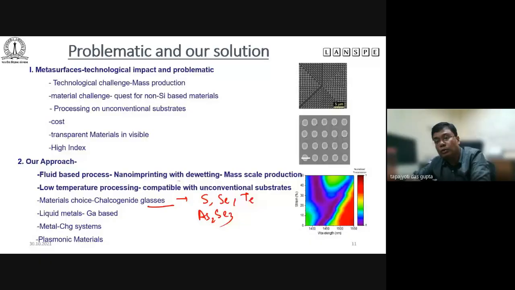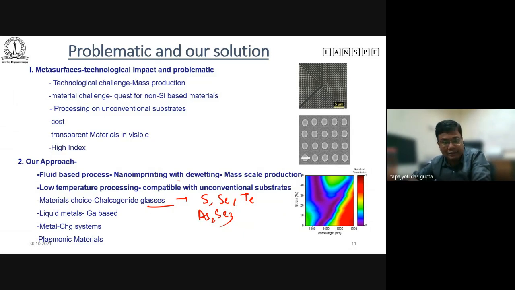But if you can tune their properties, you can move the band gap down to the near visible, or sometimes into the visible region. That means you have a pretty open transparency in the visible also, because you can easily alloy them, mix those things.